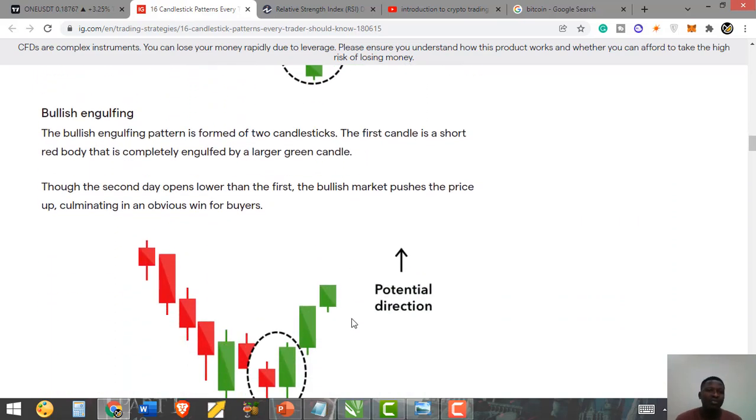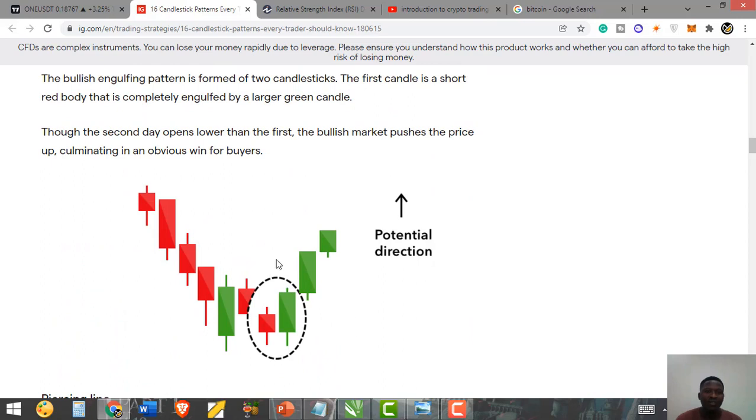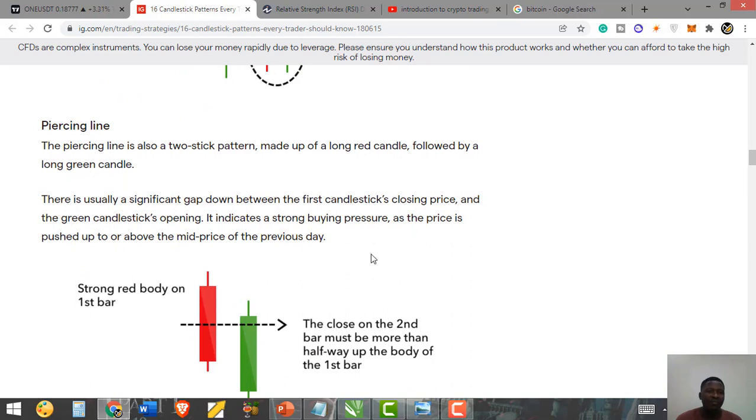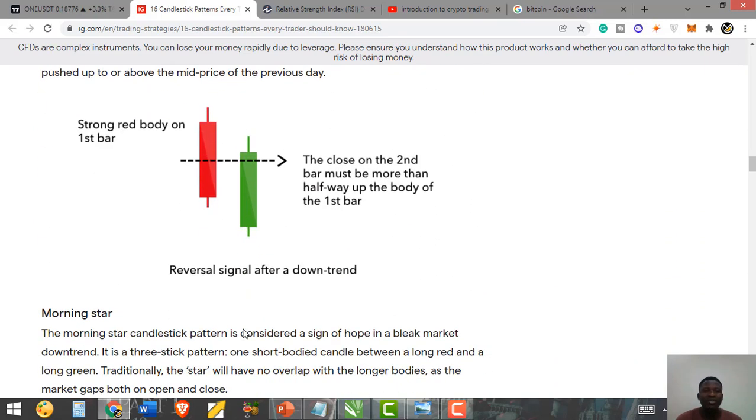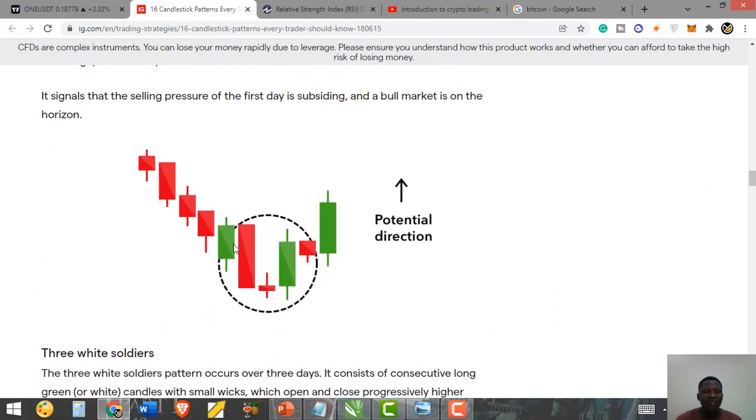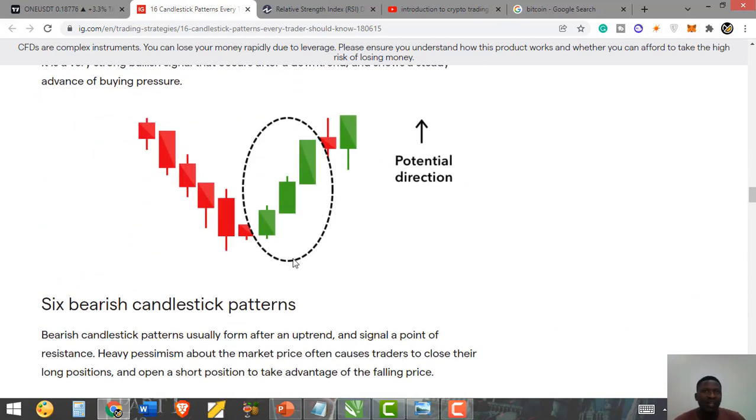Then we also have the bullish engulfing, which is represented here. The succeeding candlestick is longer than the preceding candlestick, and the succeeding candlestick encloses the preceding candlestick. The potential is up. We have the piercing line, which is this candlestick representation. We have the morning star. This is how the morning star looks, and the potential direction is up. Three white soldiers, I've earlier talked about this.